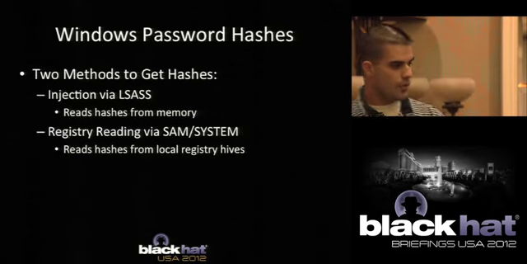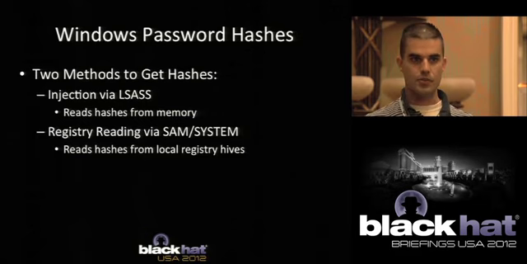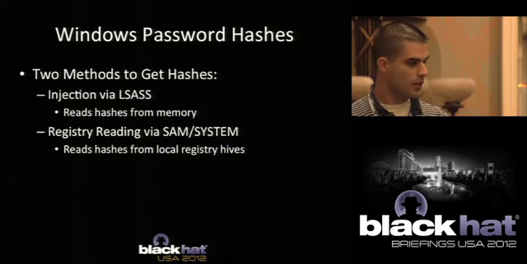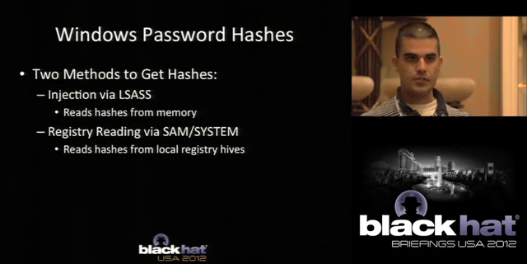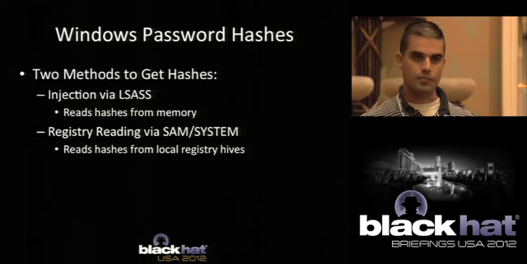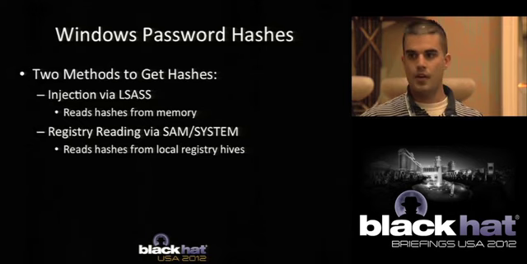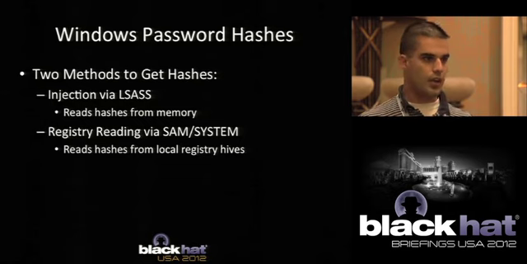But the two main ways to access hashes on Windows systems is to either inject into the LSASS process, and tools like fgdump and pwdump6 do this. They'll load a DLL right into memory. And with the debug privileges, the high level of privileges they have, they can access the hashes.